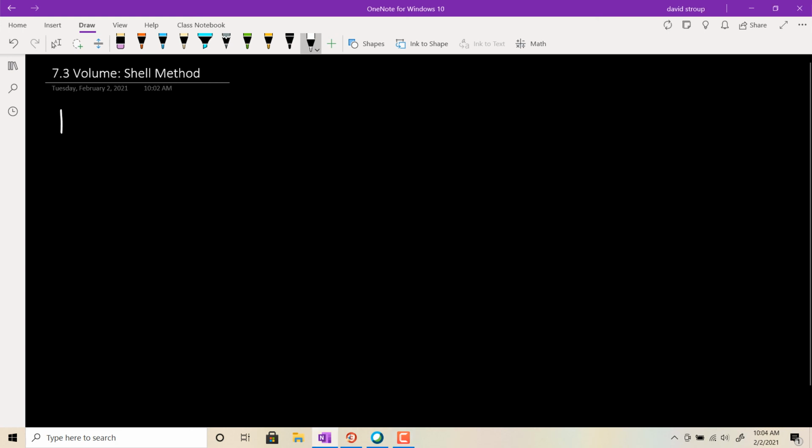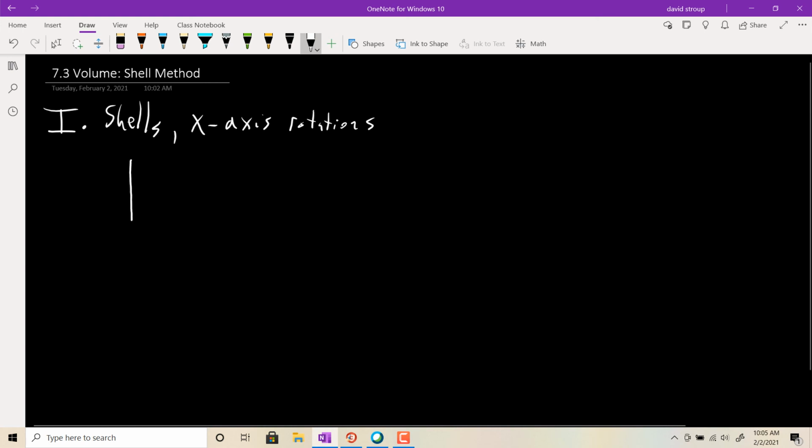So what are shells, basically? We'll begin with x-axis rotations. Shells are basically just cylinders with holes in them. Like if you ever saw the Flintstones, the wheels on their cars were, I believe, shells. So let's take a look at the development of the integral in this context. Let's say we have some sort of region that we want rotated about the x-axis. So we'll say this region.